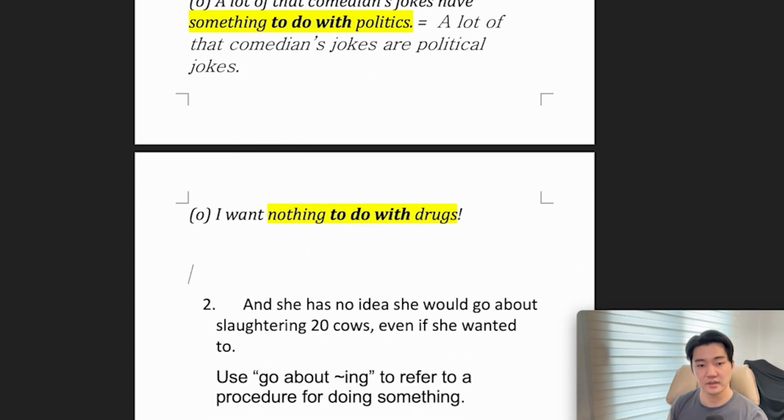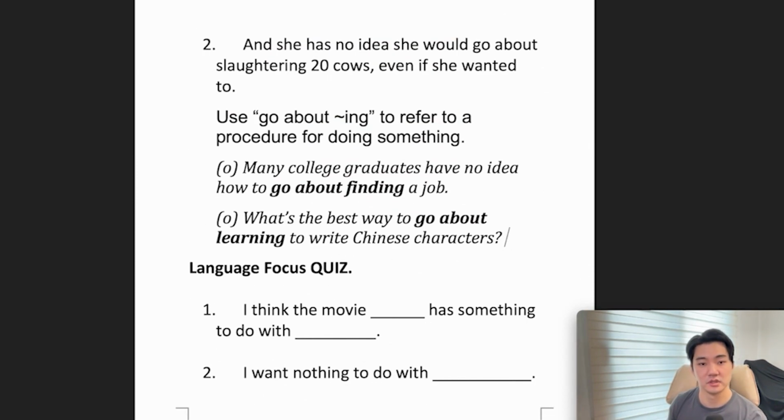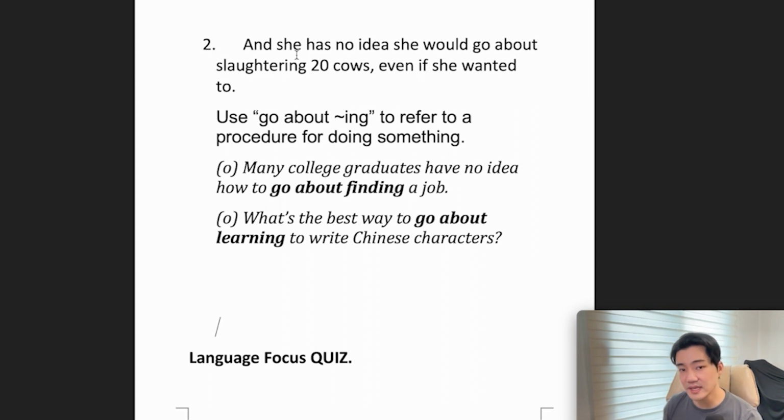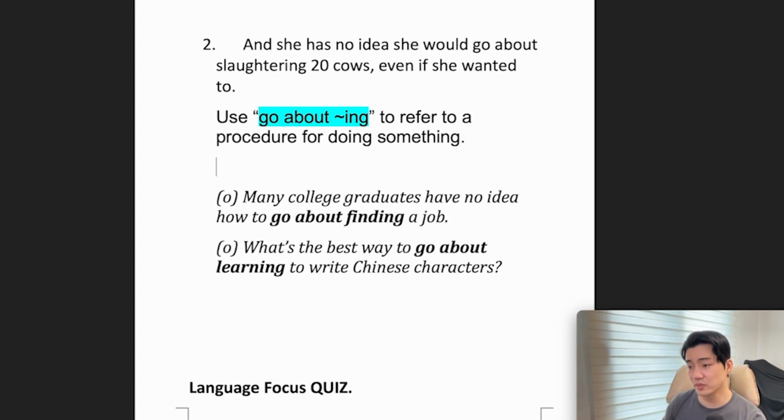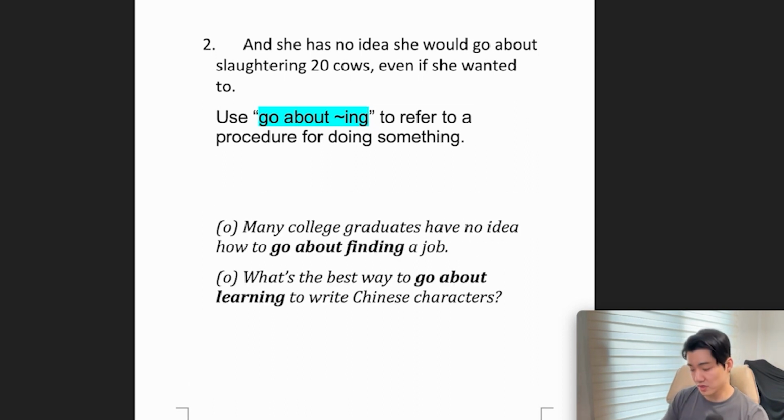Okay, let's go on to 2번. And she has no idea she would go about slaughtering 20 cows even if she wanted to. She has no idea she would go about. So go about ing. Go about verb 동사 ing. To refer to the procedure for doing something. Let's look at the word procedure.